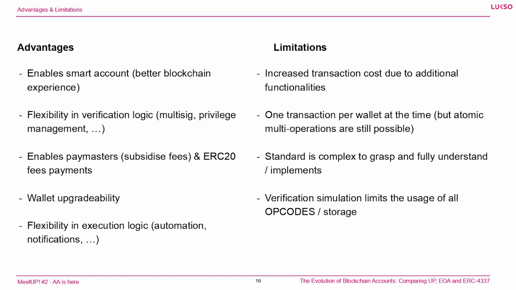Another limitation that is brought directly by 4337 is the fact that in order to be able to verify and to simulate the transaction, there is some limitation that makes you able to execute only one transaction at a time. You cannot have a lot of transactions coming from the same wallet at the same time. You can still work around that by enabling atomic multi-operation. It's kind of a specific concept, but you can bundle multiple operations in the same transaction, but still you can only do one transaction per wallet at a time.